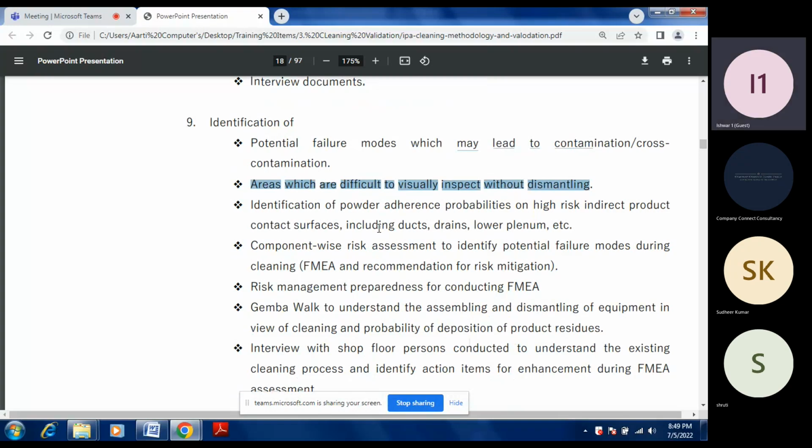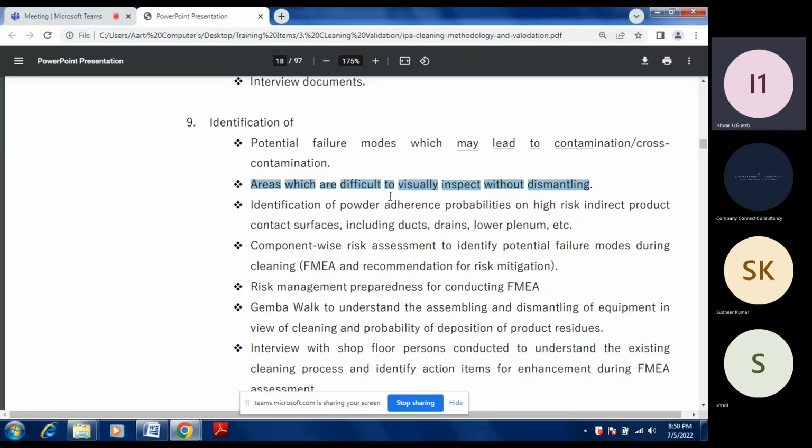Whenever we perform cleaning, we open that particular equipment, and that is called dismantling of the equipment. Areas which are difficult to visually inspect without dismantling have to be included in that assessment. If the equipment and parts are difficult to visually clean without dismantling, we should have a provision to dismantle that equipment, and our procedure should govern that we perform the dismantling. It means we have current control measures, so we can accept that type of risk.